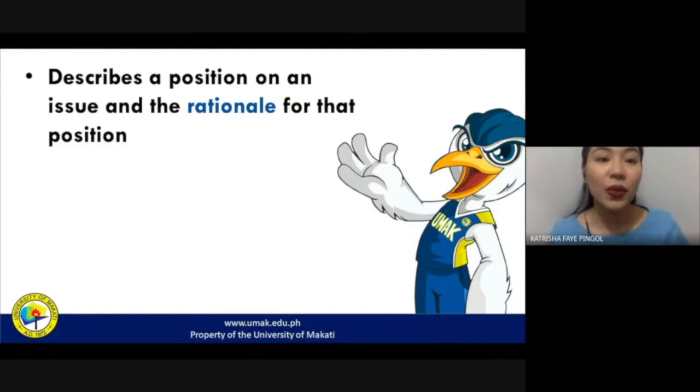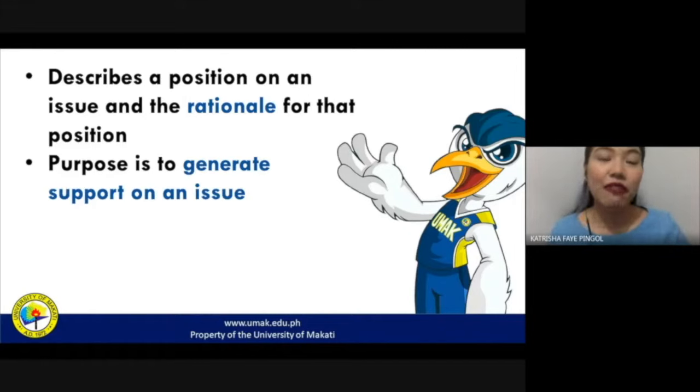So either you agree or you disagree, or you're in favor or not in favor of that particular issue or topic. And it's not enough that you just state if you agree or disagree. You also have to include in your write-up the reason why you agree or disagree.